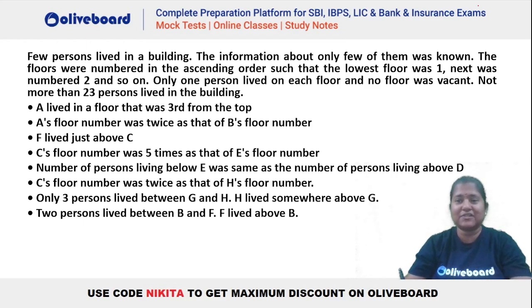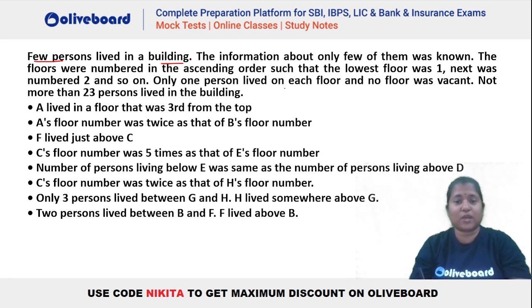I hope everybody has gone through the questions here. So chalo, let's understand how this particular question is to be done here, right? So you have to find that how many floors are there in this particular building. So what is given? Few persons live in a building. The information about few of them is known. The floors are numbered in the increasing order. That is, bottommost is one, then two, and then so on, right?